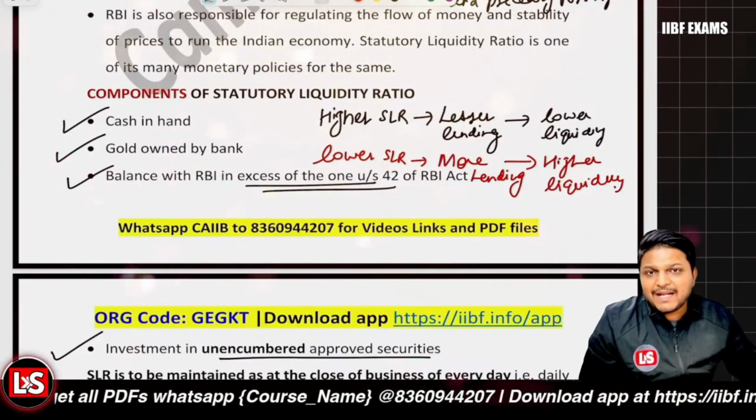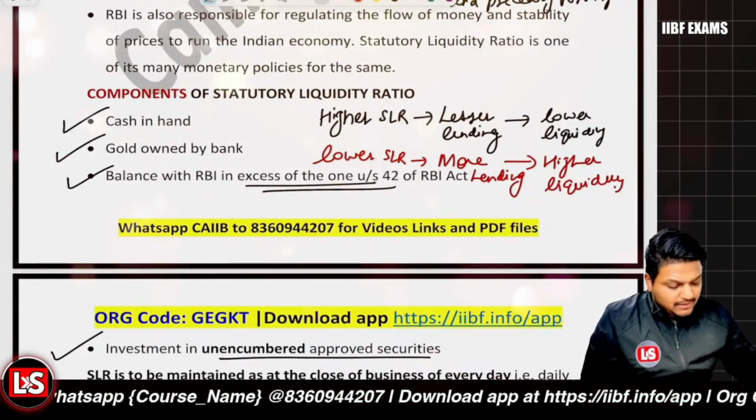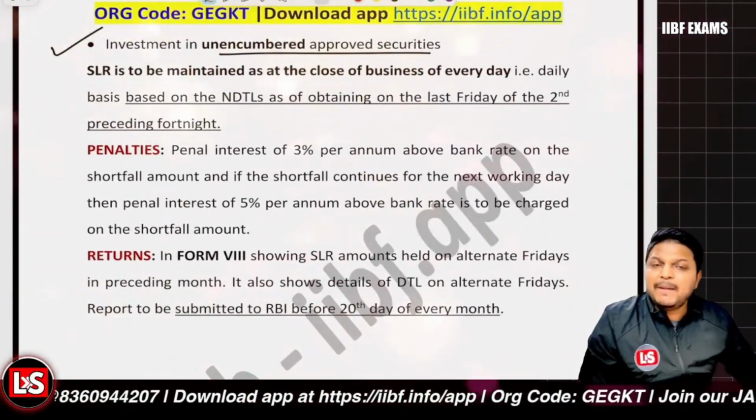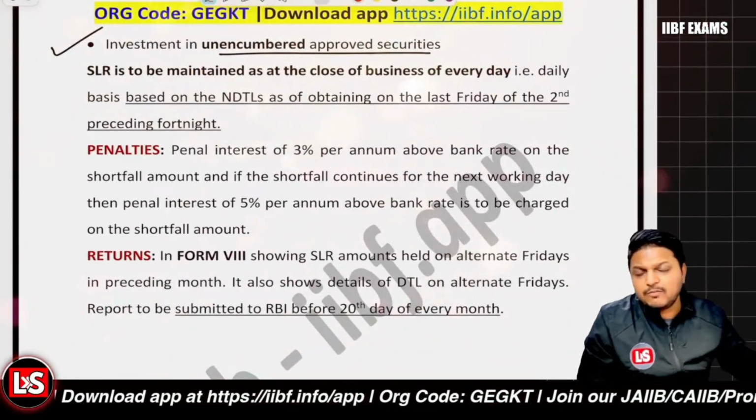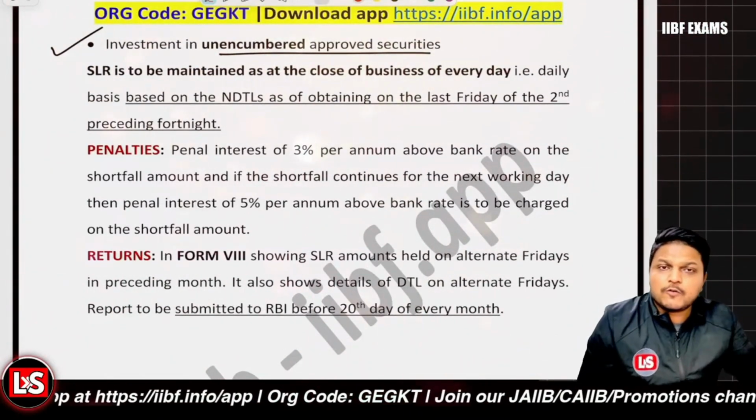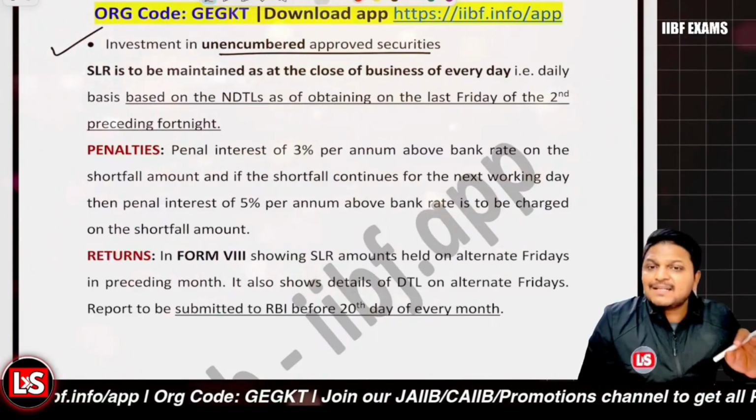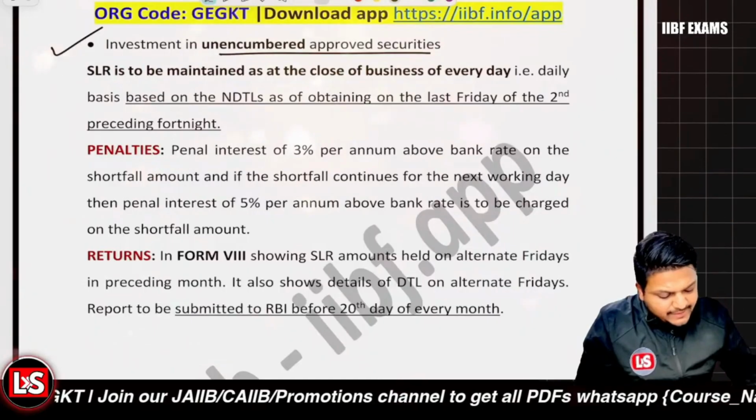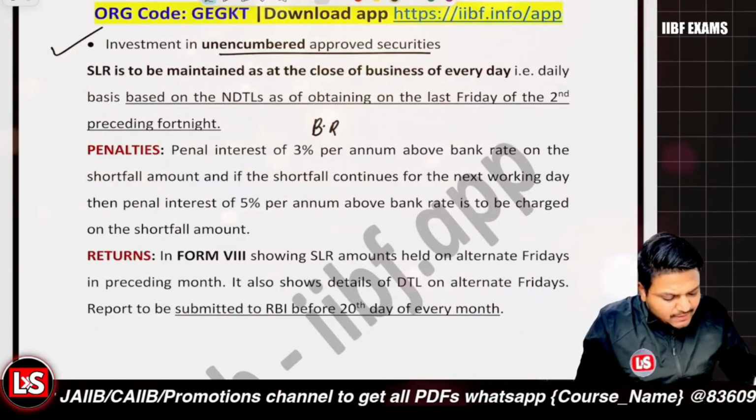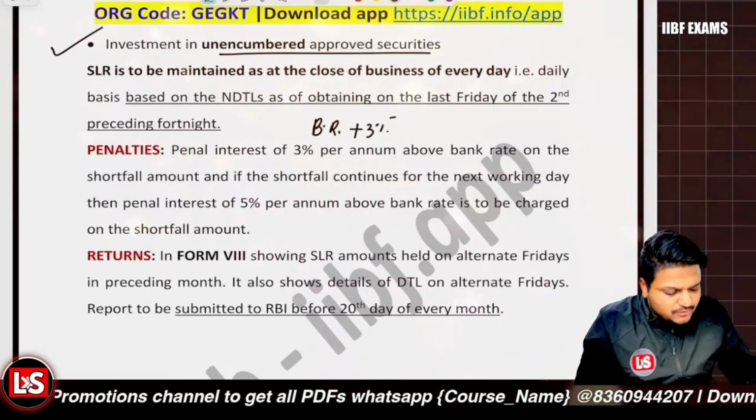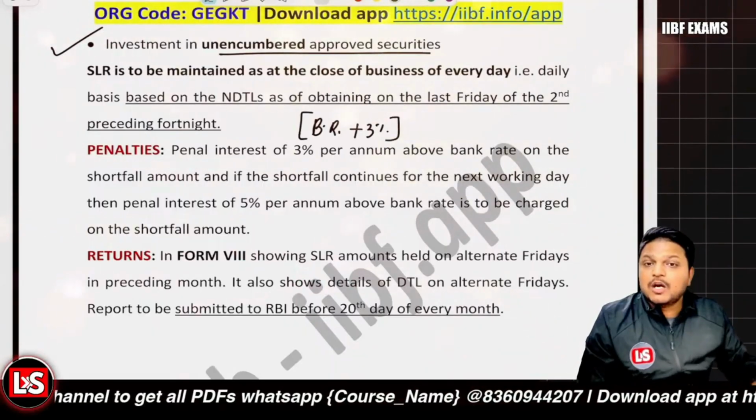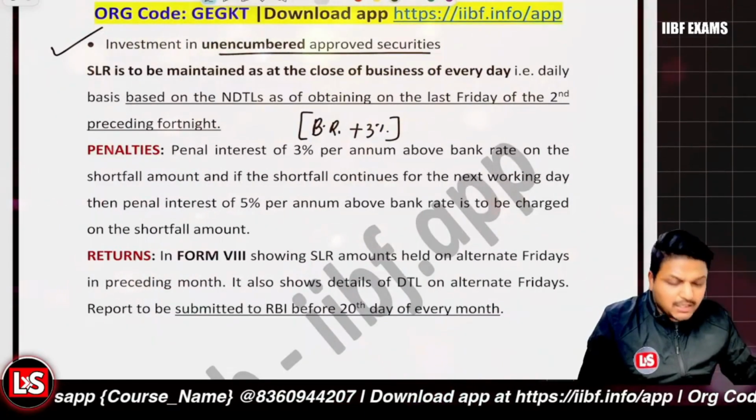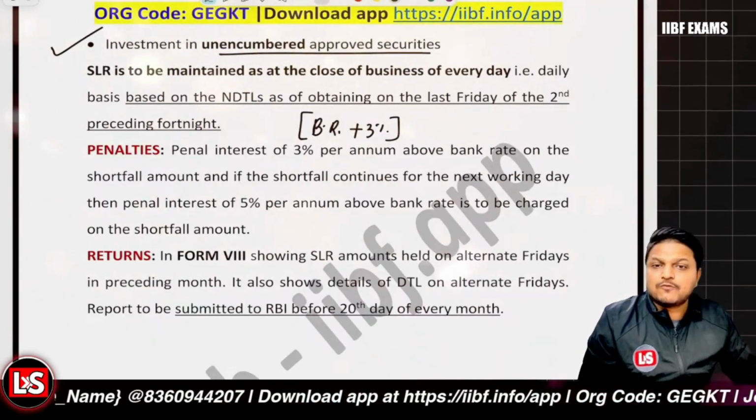Clear with it? And also, if you're not maintaining the SLR, then a penalty will be imposed on you. Now, the CRR was to be maintained on a fortnightly basis, so we talked about shortfall on a fortnightly basis. But the SLR is to be maintained on a daily basis. So if there is a default for the first day, then a penalty of bank rate plus 3% per annum will be charged. If it continues, then it will be 5% plus the bank rate. That penalty will be charged on the shortfall amount, right?